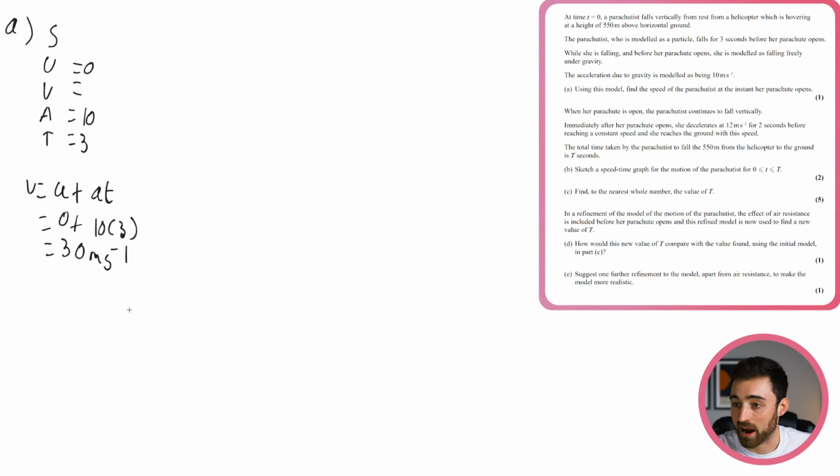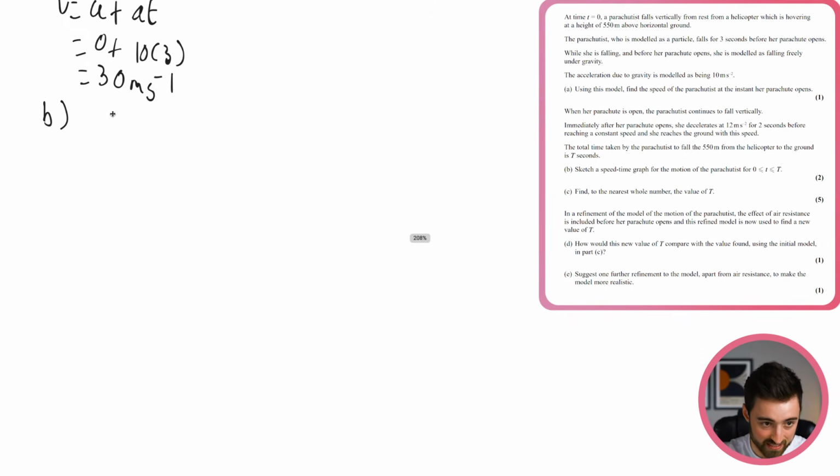Sweet. When her parachute is open, the parachutist continues to fall vertically. Immediately after it opens, she decelerates at 12 meters per second squared for 2 seconds before reaching a constant speed. She reaches the ground with this speed. The total time taken by the parachutist to fall the 550 meters to the ground is T seconds. Sketch a speed-time graph for the motion between time 0 and time T.